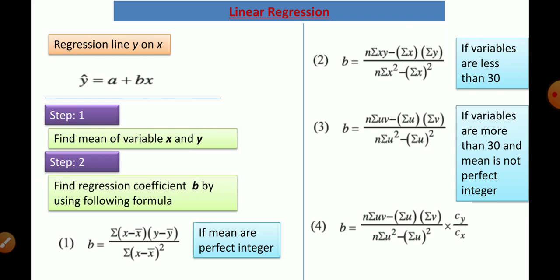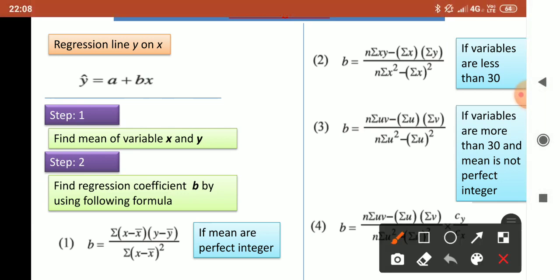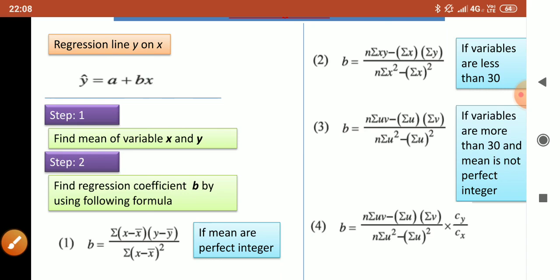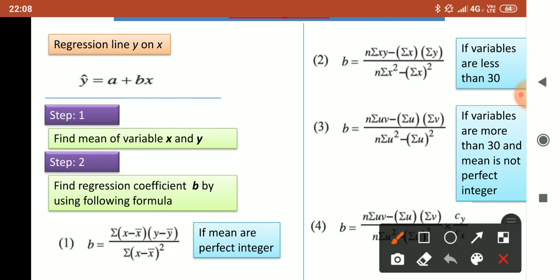Your chapter name is linear regression. First of all, you have to find regression line y on x. You can see here regression line y on x is given. So what is the formula of regression line y on x? Y cap equals a plus bx. So these are the steps you have to follow, and then you have to write the formula, and then we will solve the sums. Let's see.